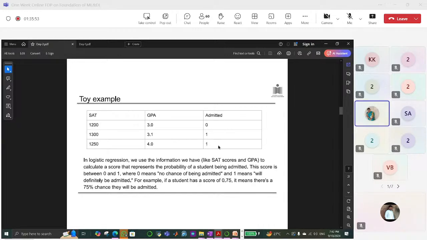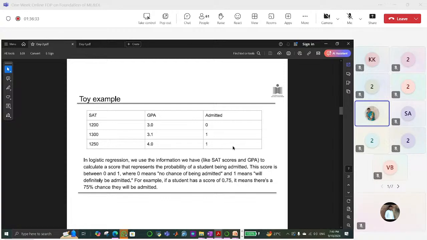Next example is based on student education. In the first column we are considering the SAT scores, and in the second column the GPA scores, and whether that student is admitted to the college or not. Based on the SAT score and the GPA, we need to decide whether there is no chance of being admitted or the student will definitely be admitted. Definitely admitted means the outcome value is equal to 1, and 0 means no chance. So this is the classification, 0 or 1.